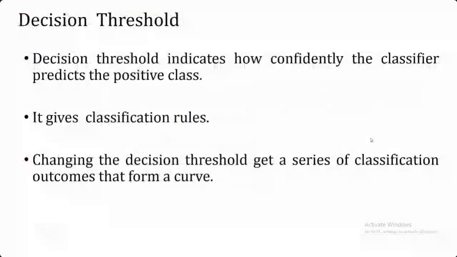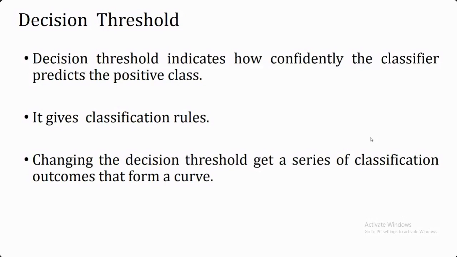Next we are going to see the decision threshold. Basically, the decision threshold indicates how confidently your classifier is able to predict the positive class, because based upon the decision threshold only, we are able to define the classification rule. How are we defining this rule? If the value is greater than this, then it is going to be class 0, or if the value is lesser than this, then it is going to be part of another class. So the decision threshold helps us set the classification rule.